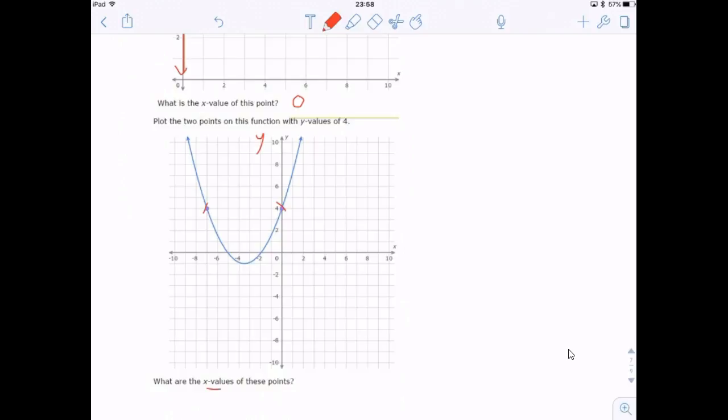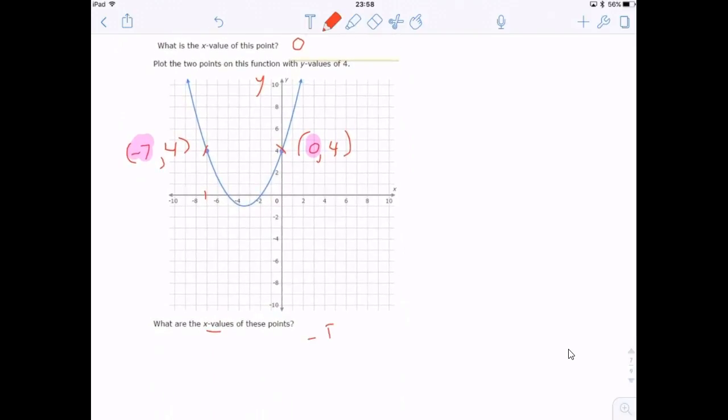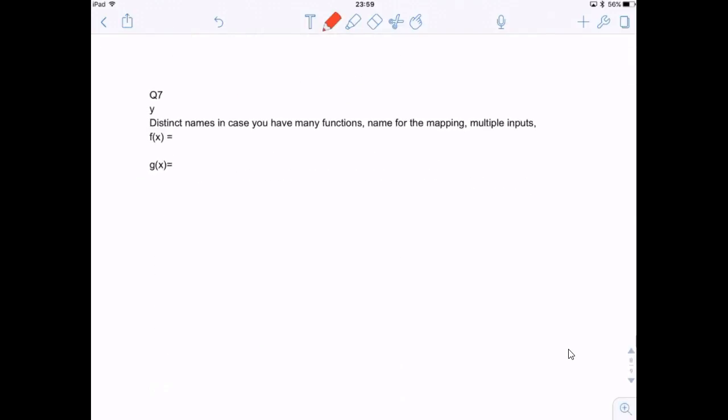Well, I know the y value of the points. The y value of the points is 4. Now, if we write the coordinate pairs for these, this one is at -7, 4, and this one is at 0, 4. So what are the x values here? The x values would be -7 and 0, right? The y value is 4. So it would be -7, and 0 are the x values of these 2 points. Okay.